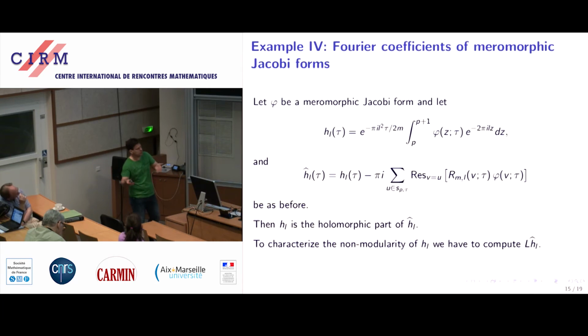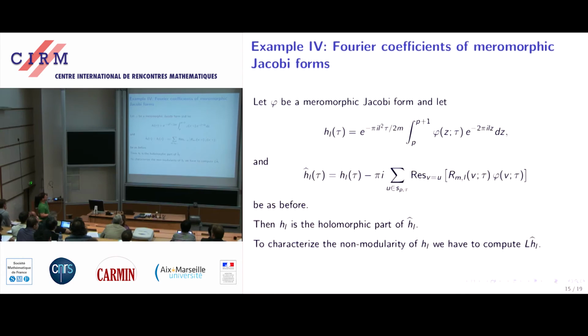HL is then the holomorphic part of HL hat. And the non-modularity or non-holomorphicity is characterized by the mass lowering operator applied to this object. What happens if you apply the mass lowering operator? You can do everything explicitly. There's nothing really difficult, you just do it. These things are immediately killed because it's holomorphic. That vanishes immediately. So you have to take the mass lowering operator of this thing.